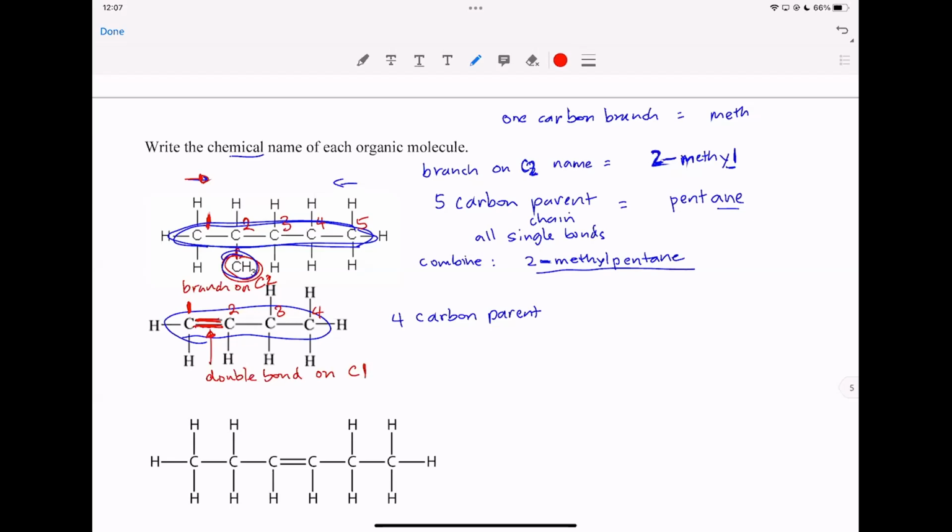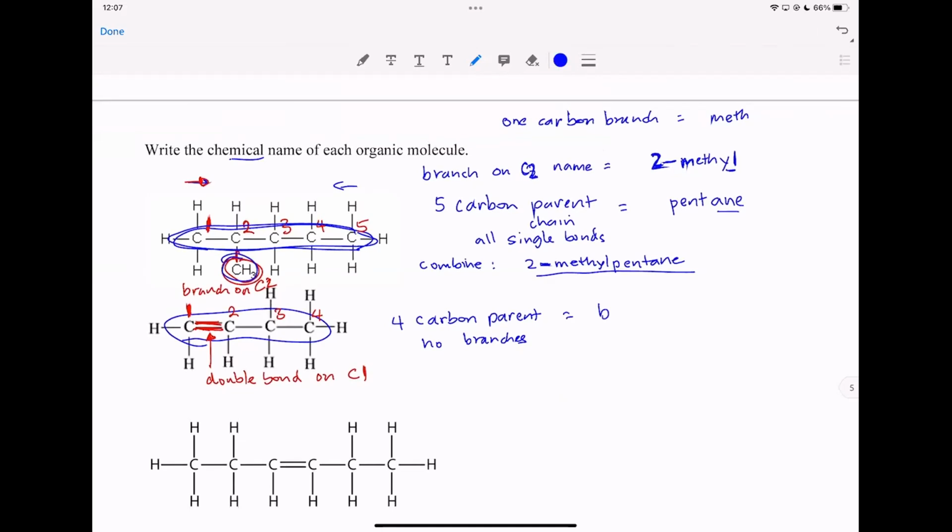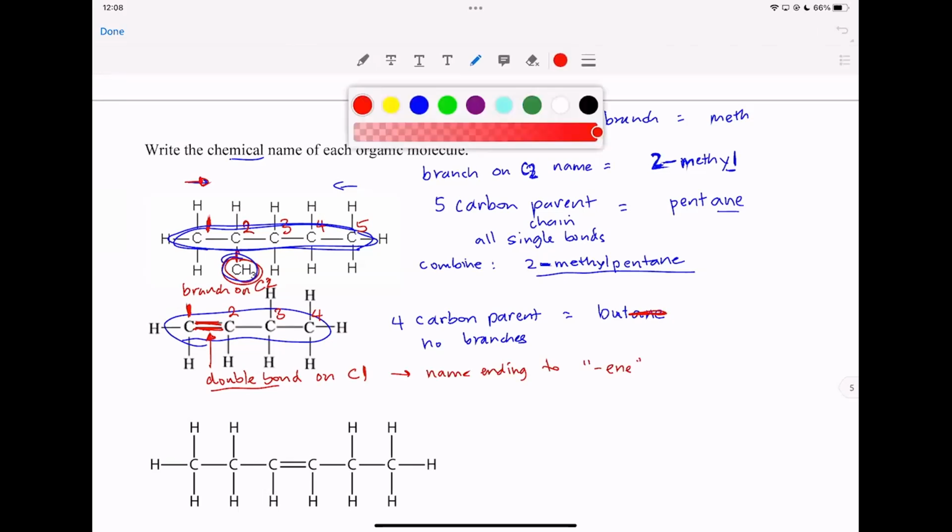Okay, so we don't have any branches. So there's no branching going on. So when you have no branches, I don't have to name any branches. What you do then is you have the parent name, which is from 4 carbons, it's but. And instead of being an A-N-E name ending, the name ending is no longer A-N-E because you have this double bond. So for the double bond, you change the name ending from A-N-E to E-N-E. Okay, and you also have to add the location of that double bond at the front.